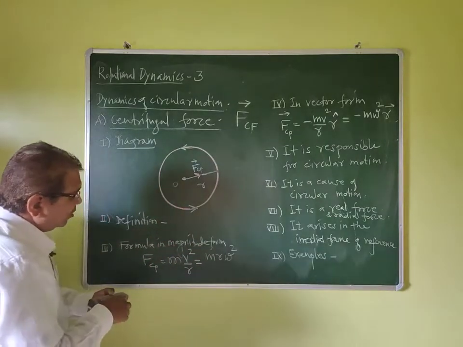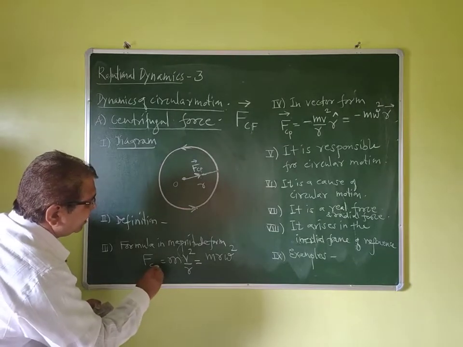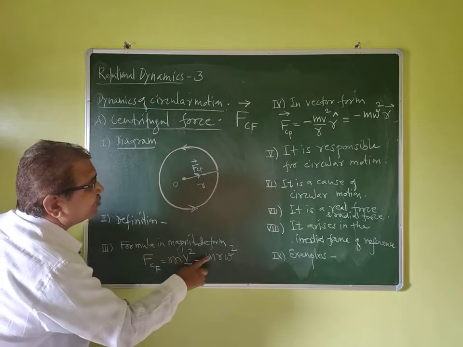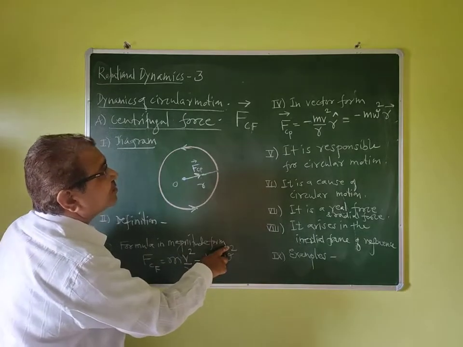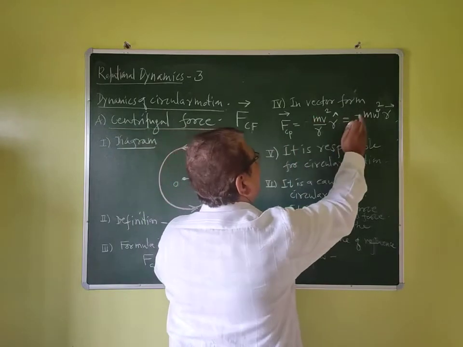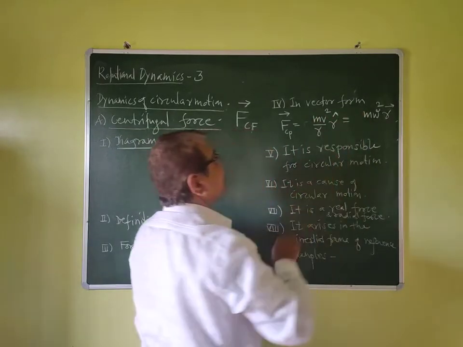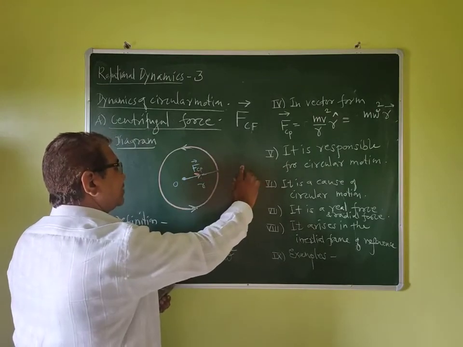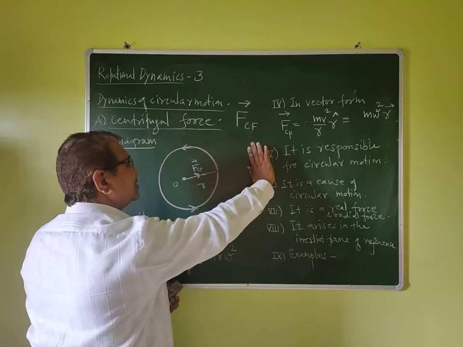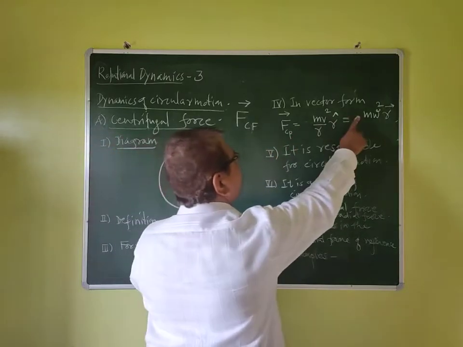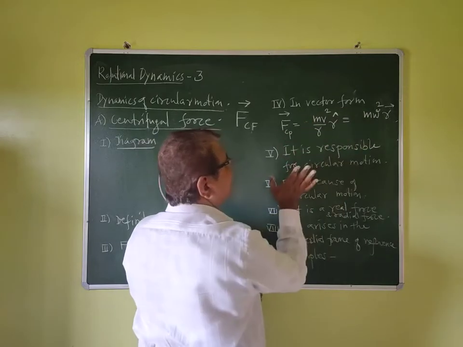So the formula of centrifugal force, I will write here: F_CF = mv²/r = mrω². Then in vector form, a positive sign comes here, no negative sign, because the direction of the force and the direction of the radius vector are along the same direction, both outward. So no negative sign comes here. So this is the vector form.